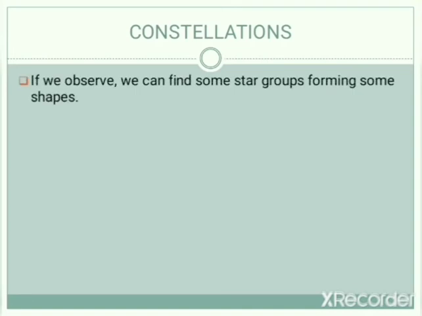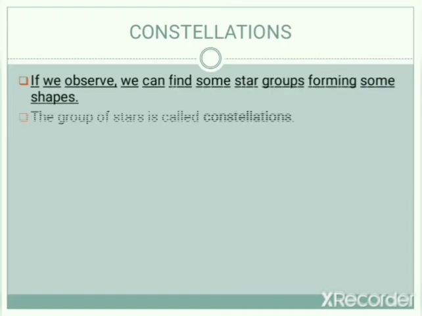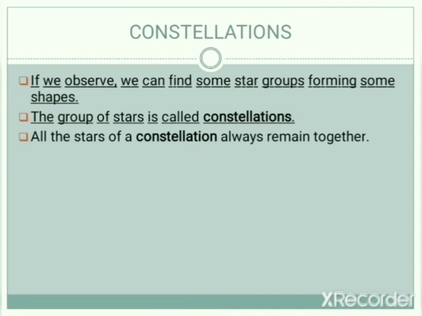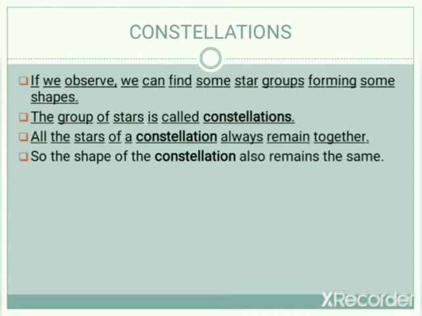Now let's see what constellations are. If we observe the night sky carefully, we will see some groups of stars forming particular shapes. These groups of stars are known as constellations. All the stars forming a constellation remain fixed together. That means, as they are not changing place with respect to each other, the shape of the constellation also remains fixed.